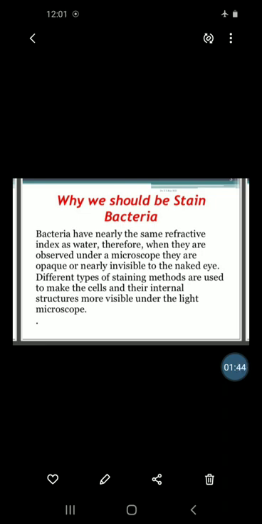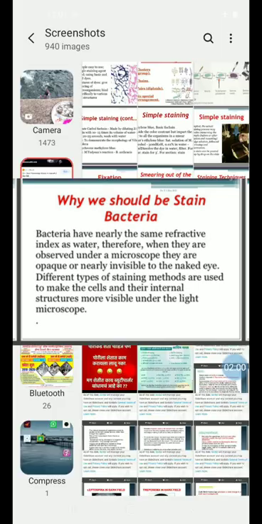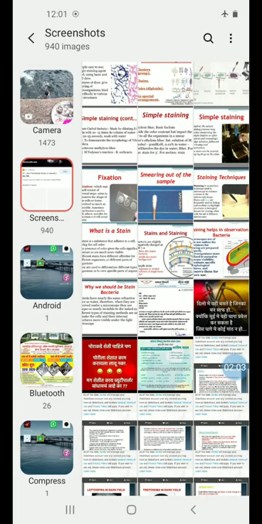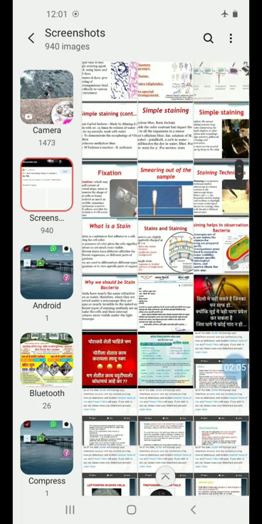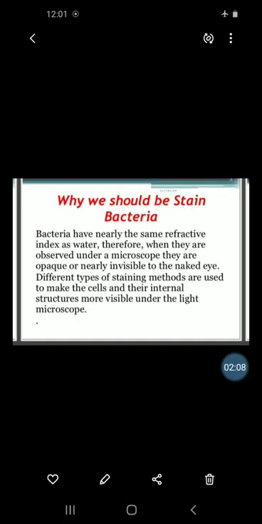Different types of staining methods are used to make the cells and their internal structure more visible. Second thing, what is the necessity? First, for visibility, and second, to make the internal structure more visible under the light microscope. This is the need of staining, or why we should stain the bacteria.